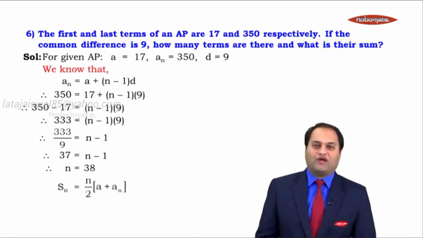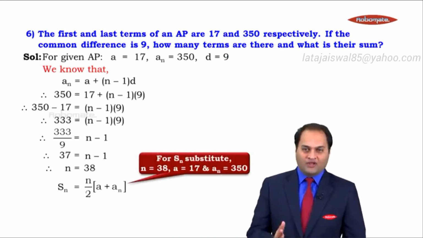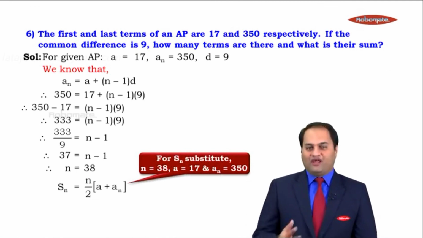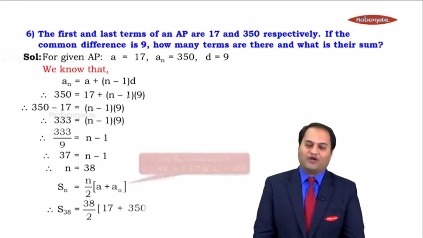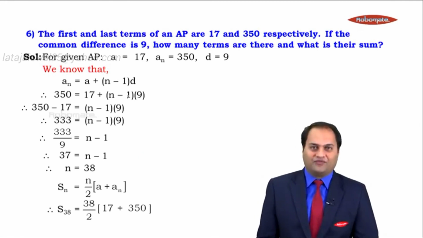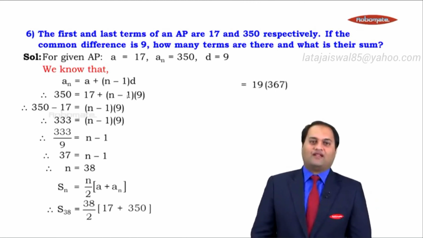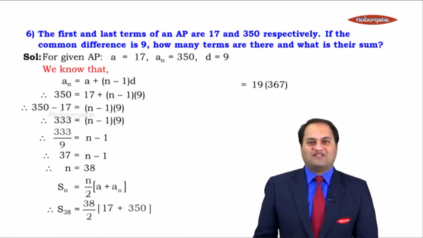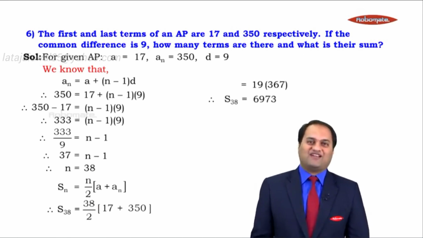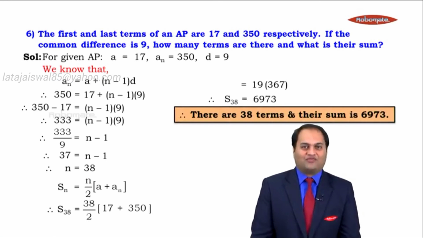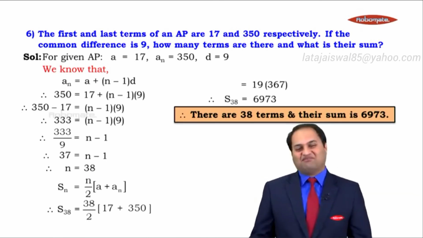I think the second formula is better and simpler. SN is equal to N upon 2 into A plus AN. Substitute N, substitute A, substitute AN. We get S38 is equal to 38 upon 2 into 17 plus 350. Right? Let's do the cancellations. 38 upon 2 is 19 and 17 plus 350 is 367. And 19 into 367 is 6973. So S38 is 6973. The final answer, there are 38 terms and their sum is 6973. As simple as that.